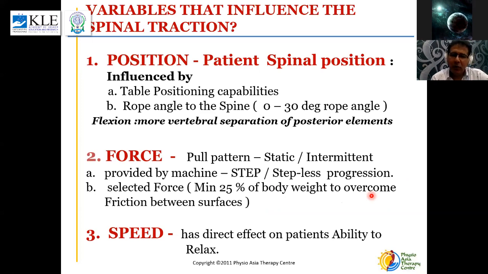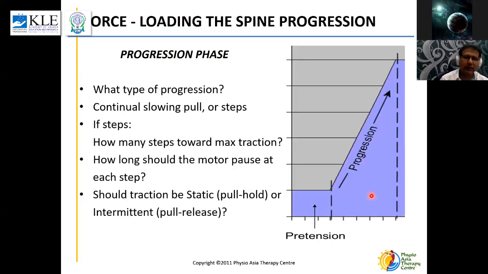So three important aspects here are the position of the patient, which is very critical; the amount of force you apply, which will directly relate to the outcome; and the speed, which is also very important. How fast do you pull? How quickly do you pull? If you pull a spine that is in pain too fast, too quick, the stretch receptor response may come in and lead to more spasm. So these need to be taken care of.